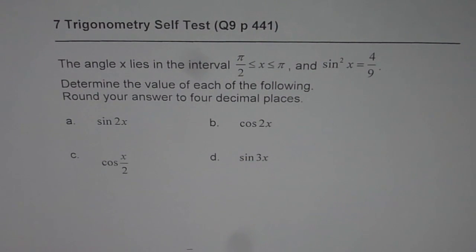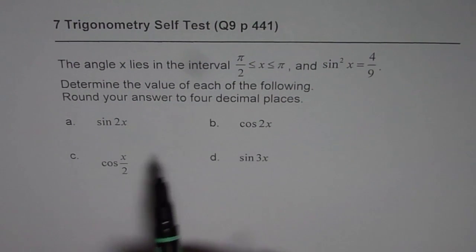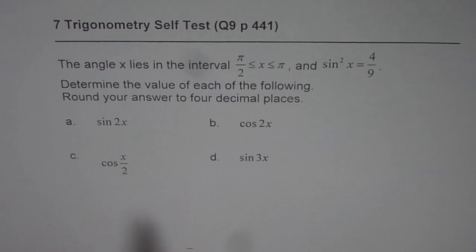The question here is, the angle x lies in the interval where x is greater than or equal to pi by 2 and less than pi, and sine square x is equal to 4 by 9. Determine the value of each of the following. Round your answer to 4 decimal places. We are given sine 2x, cos x by 2 and sine 3x.